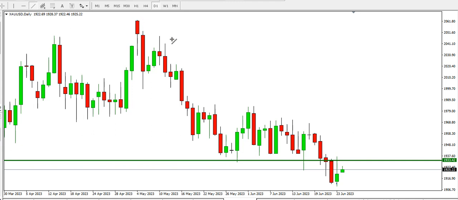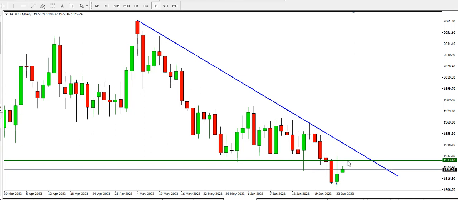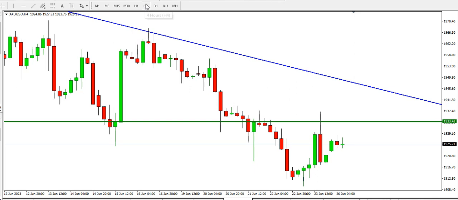Okay, drawing the descending trend line. This is our descending trend line. Price might get to this point or possibly attempt to touch the descending trend line before the trend resumes. Okay, that's that. But for now, we have a retracement in progress on the 4-hour time frame.